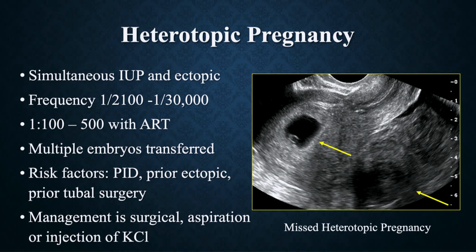So, having that history of assisted reproduction treatments makes you more concerned about a heterotopic pregnancy in these patients. And you'd like to know how many embryos were implanted. If they only implanted one embryo and you see an IUP, well, then they're not going to have a heterotopic. But if they implanted multiple embryos, then that risk does exist. So again, think about patients that had procedures; history of PID and prior ectopic also will increase that risk.